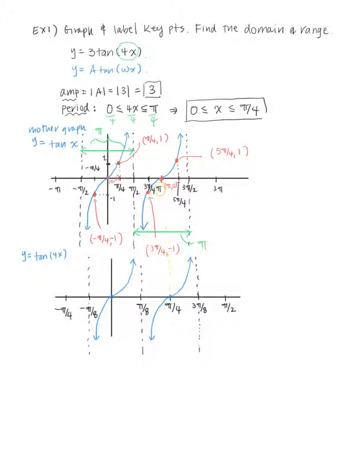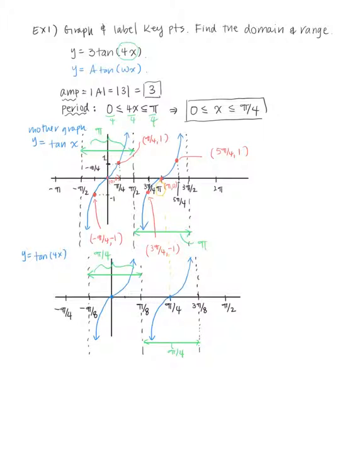Let's make sure that the period is pi over 4. So the distance from here to here, is it pi over 4? You go from negative pi over 8 to pi over 8, so yes, this length is pi over 4. It looks good. And from here to here, you have 3 pi over 8 minus pi over 8. That's 2 pi over 8, so that's also pi over 4. Looking good.